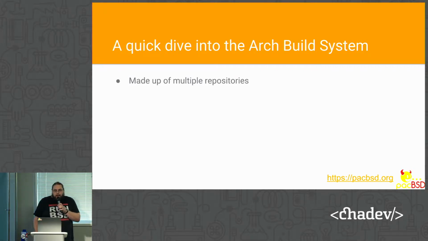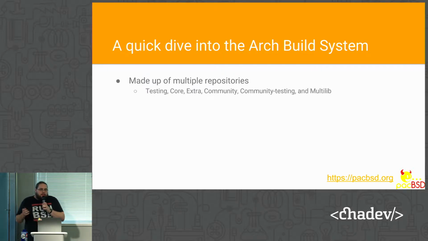So, a quick dive into what makes up the build system. It's made up of multiple repositories. The main ones are core, extra, and community. You also have community-testing and multilib.